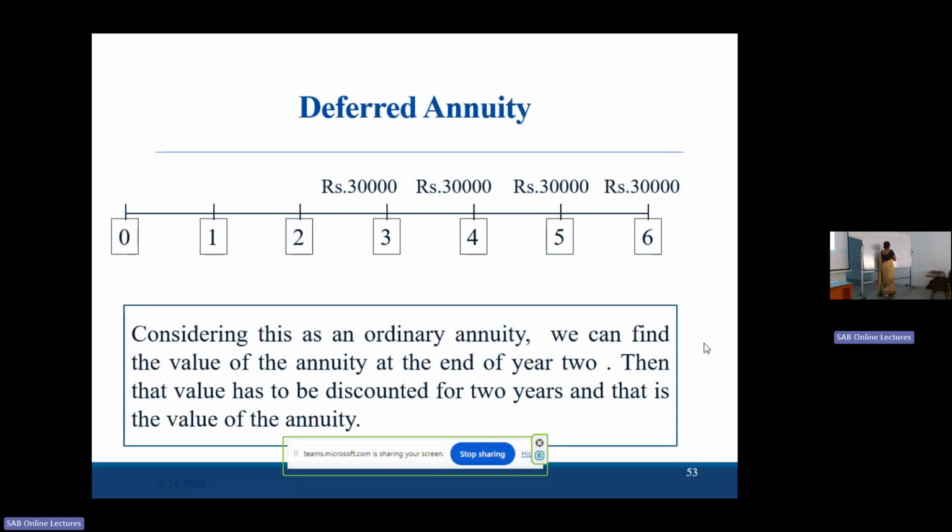So this is the present value considering all 6 cash flows. From this you have to deduct the present value of the first 2 years' cash flow. That is 30,000 into 1 minus 1.13 to the power minus 2, divided by 13%. That is the answer. First you get the total of this 6-year 30,000 annuity, considered as a normal ordinary annuity. From the total, you deduct the first 2 years, and you will get the answer.